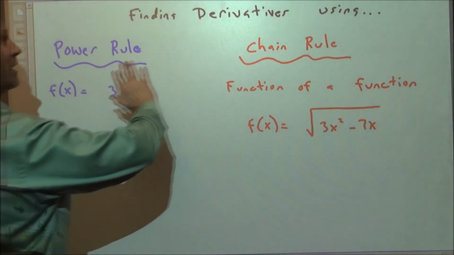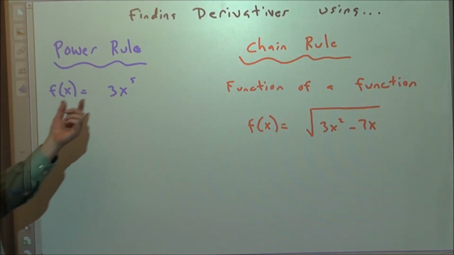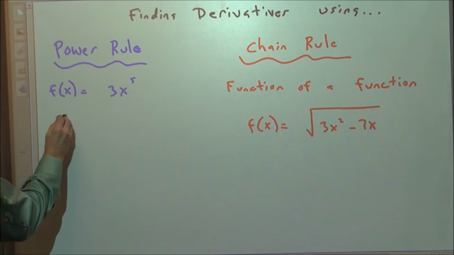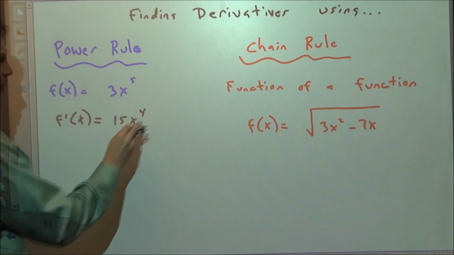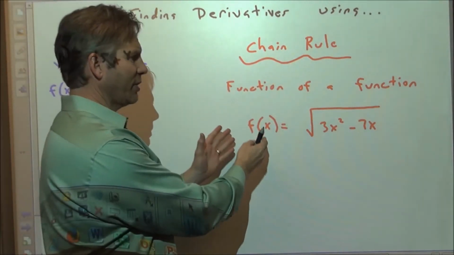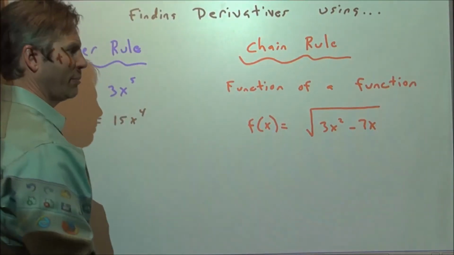So one last shot, finding derivatives. Using the power rule, you know to use it when you just have a variable raised to a power. We can take the first derivative, we just multiply in front by the power and reduce the exponent by 1, and we're done. We use the chain rule when we can see our function as being the function of a function, when it's a little bit more complex.